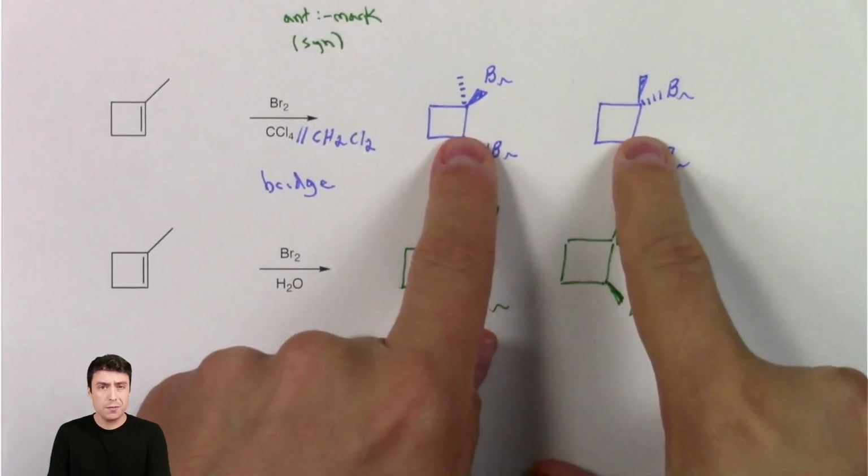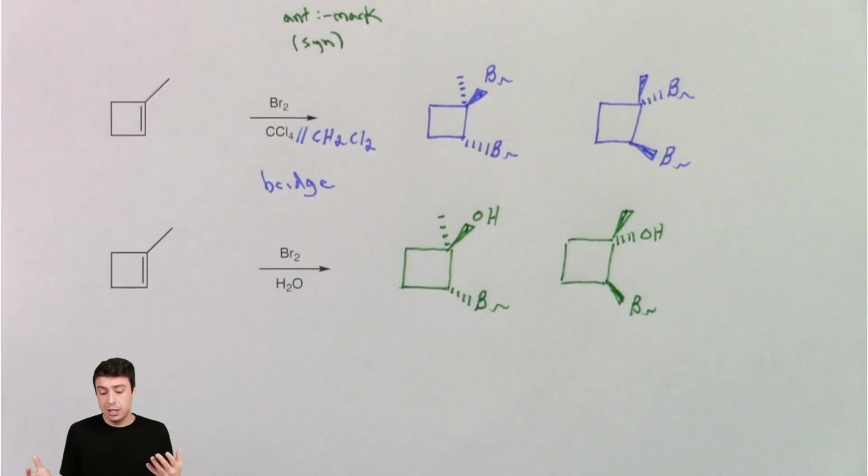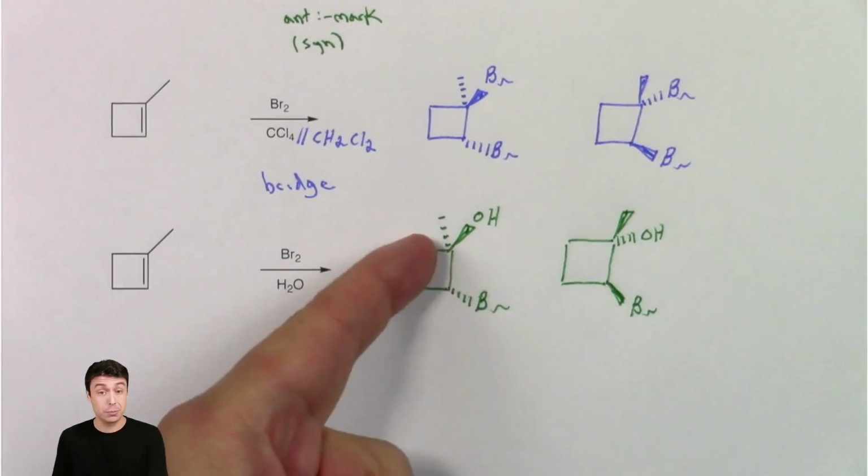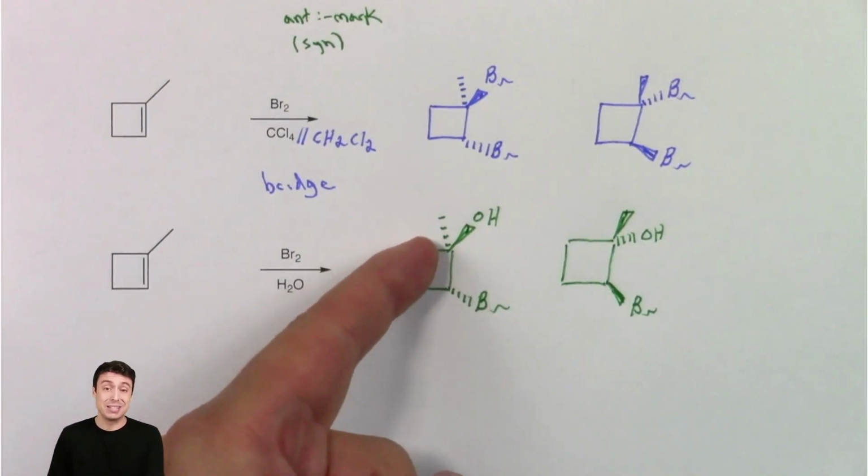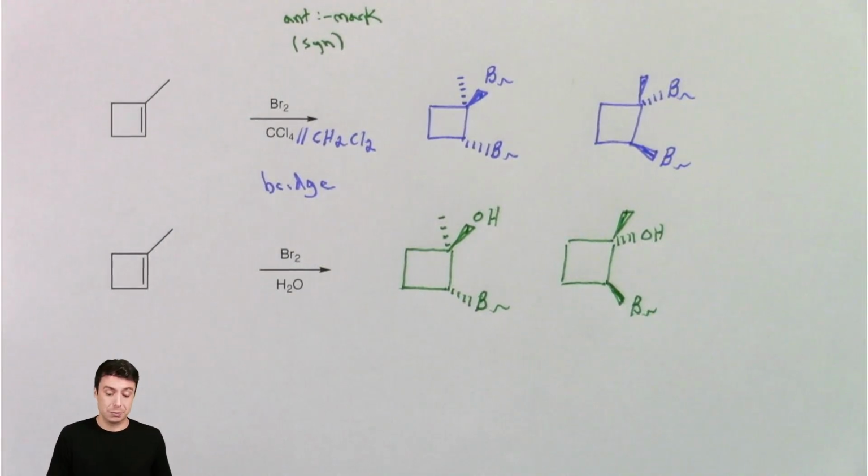Is this one also Markovnikov? Yeah, technically, sure, but because they're both bromines, we can't really see that it's Markovnikov. But when it's something other than bromine, yeah, it matters where you attack. You have to attack on the more substituted side.